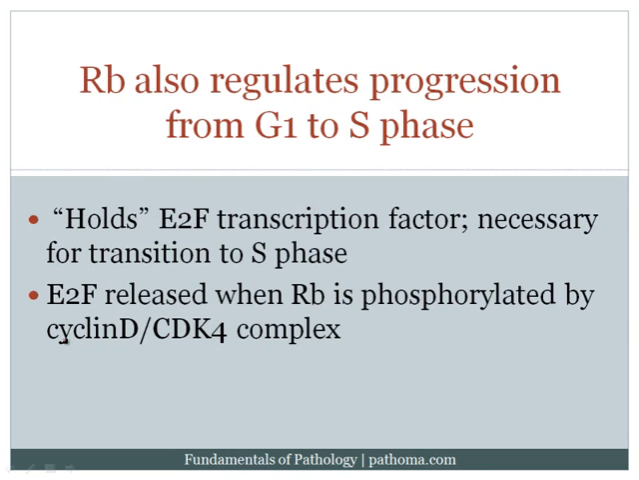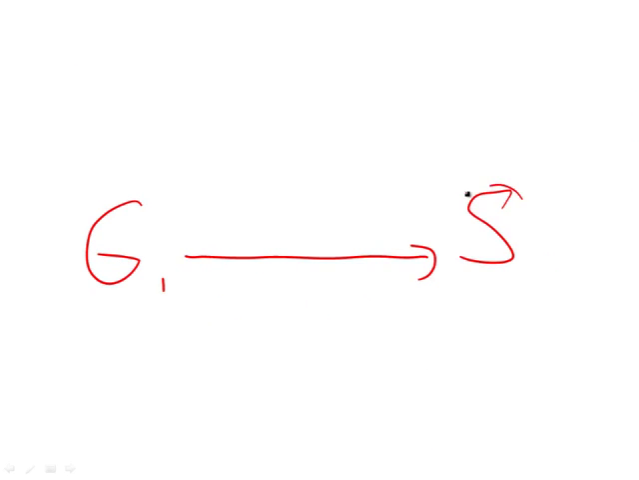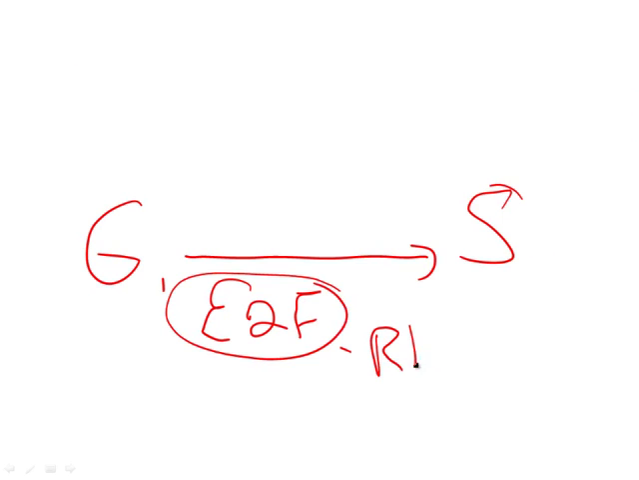Another important tumor suppressor gene is retinoblastoma. And retinoblastoma also regulates progression from G1 to S phase. And the idea here is, I'll just do this as a picture, when the cell wants to go from G1 to S phase, one of the key molecules that it needs in order to do that is called E2F. So E2F is necessary to go from G1 to S phase, and guess who holds on to E2F? So E2F is normally bound by retinoblastoma.